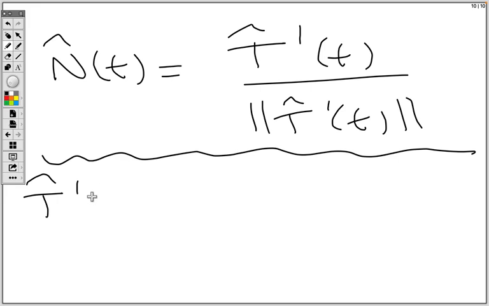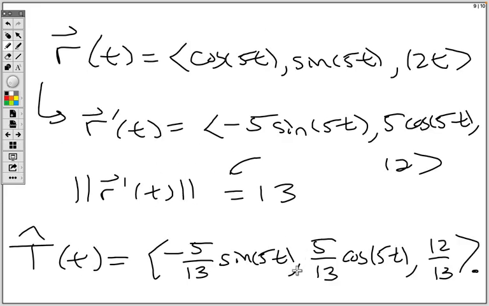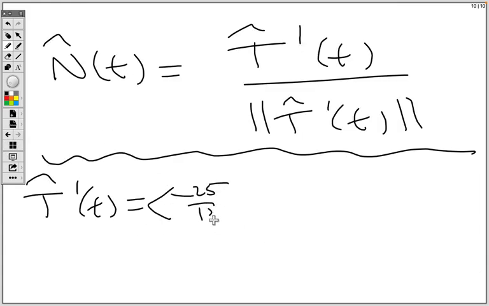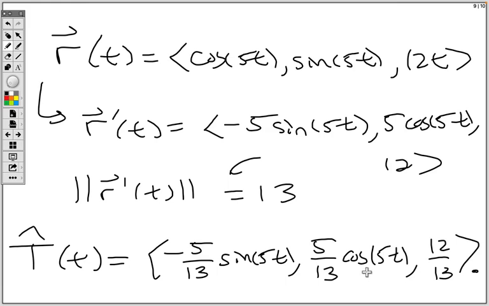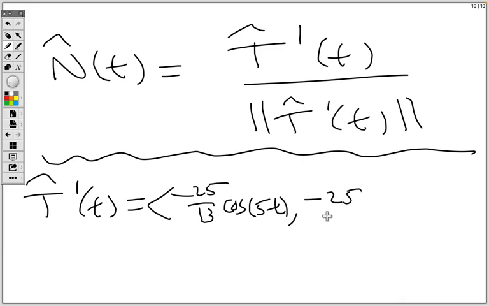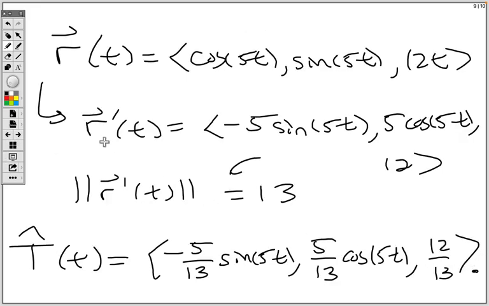So let's just start off with t hat prime. So we have to take the derivative of the vector valued function t hat. And the way we do that, we go component-wise. So once again, taking the derivative, don't forget your chain rule here. Derivative of sine of something is cosine of that thing times the derivative of that thing. So it's going to kick out a factor of 5. Switch over to cosine. Cosine's derivative is minus sine. It's going to kick out a factor of 5. And here the derivative of 12/13, that's just 0.